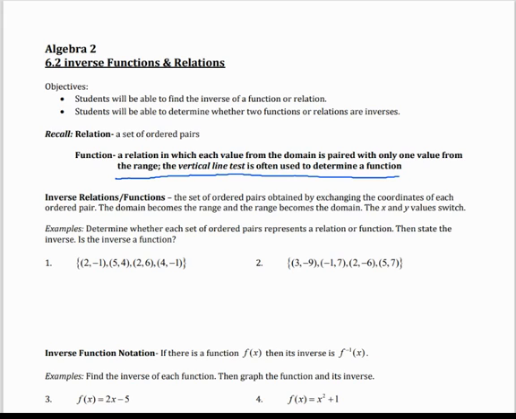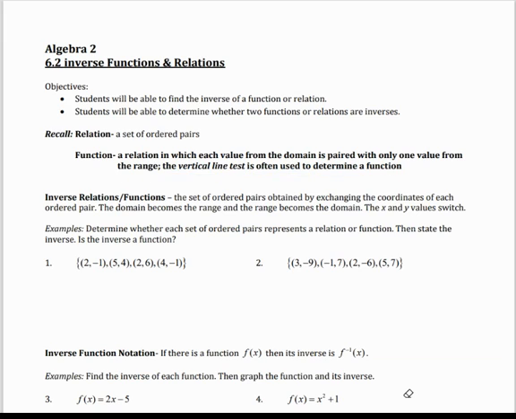All right, so what's an inverse? An inverse is when the set of ordered pairs in the x and the y are exchanged. So we flip-flop the x's and y's. If you have an ordered pair, literally the x's become y's and the y's become x's. If it's an equation, we switch the x and y and solve for the new y value. So domain becomes range, range becomes domain.